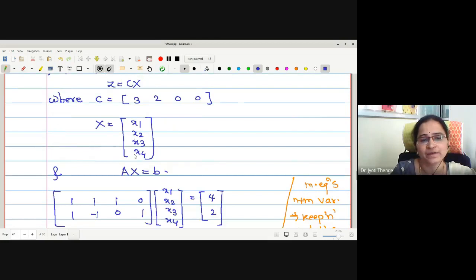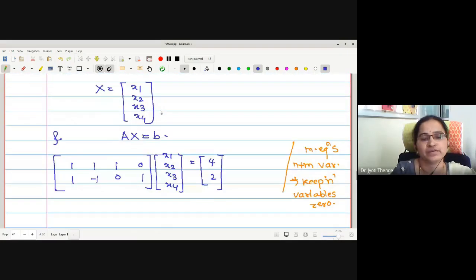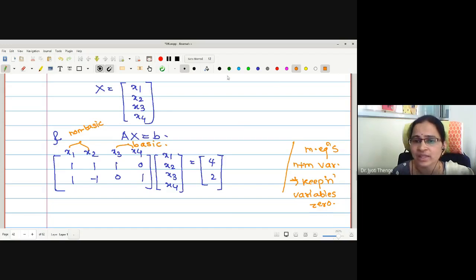Therefore, what will I do? I will keep x1, x2 at 0, and I will select x3 and x4 to be the basic variables. These two I am selecting as non-basic, and these two will be the basic variables. Now why are these my basic variables? According to the definition, the determinant of this coefficient matrix is 1. Correct? The determinant of these two variables which we have selected is 1. Therefore, we can select these to be the basic variables.